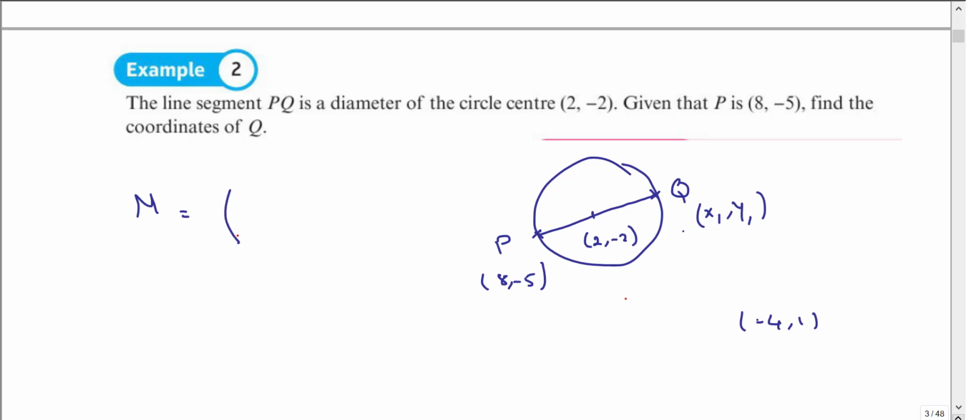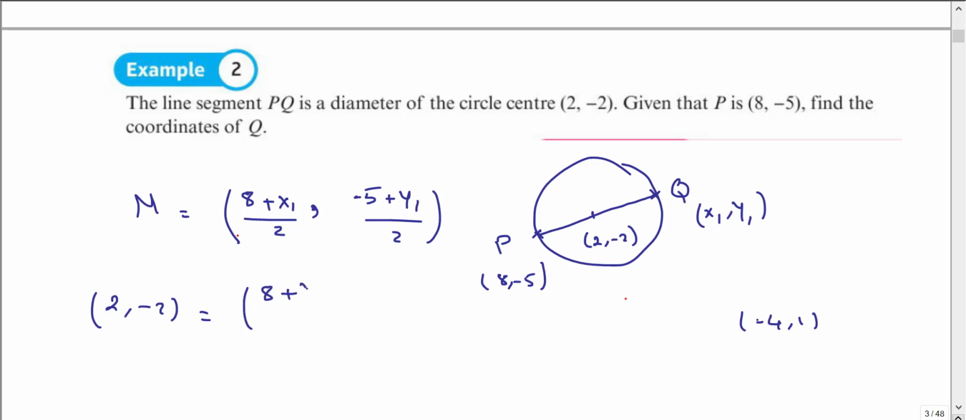You add the x values. So it's 8 plus x1 over 2, comma, -5 plus y1 over 2. Now M is given. M is the center, so it's 2 and -2. Equal this: 8 plus x1 over 2, and -5 plus y1 over 2.